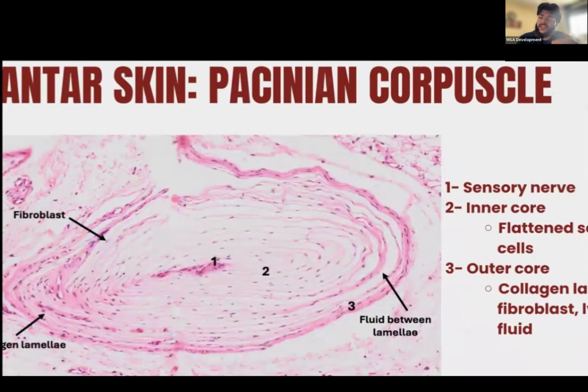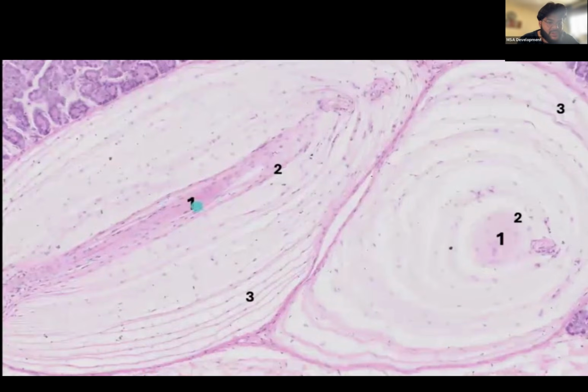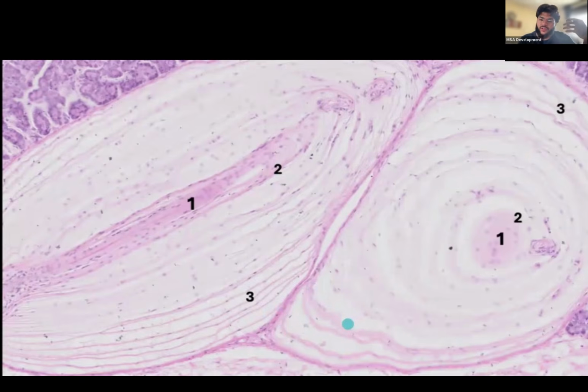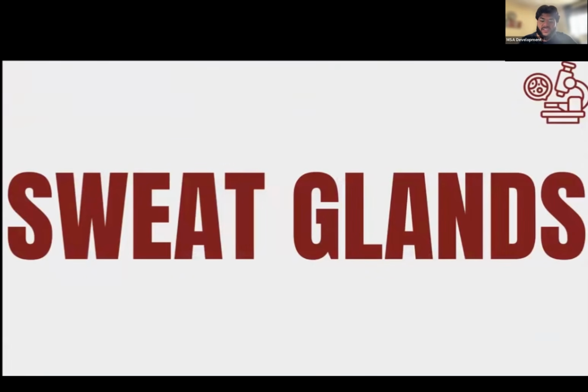Okay, an easy way to remember that you're looking at a Pacinian corpuscle is when you see an onion-shaped structure. Just know that's your Pacinian corpuscle. Another picture: we have our sensory nerve in the center, which is our central axon, surrounded by our flattened Schwann cells, and then we have our collagen lamellae, fibroblasts, and lymphatic fluid surrounding the outside, which is the outer core. Okay. Next up, let's talk about our sweat glands.